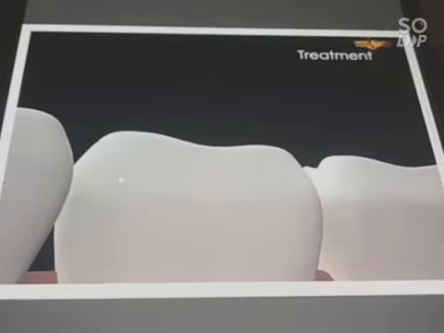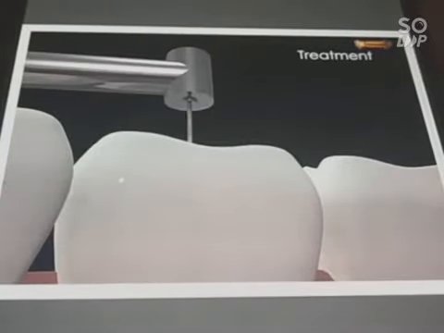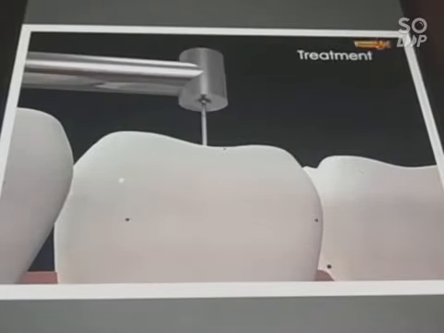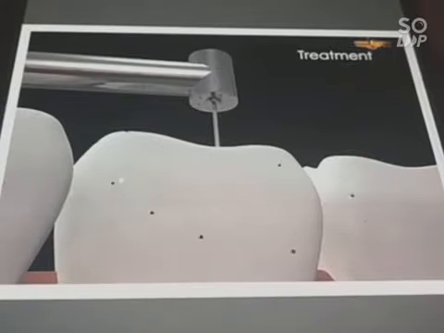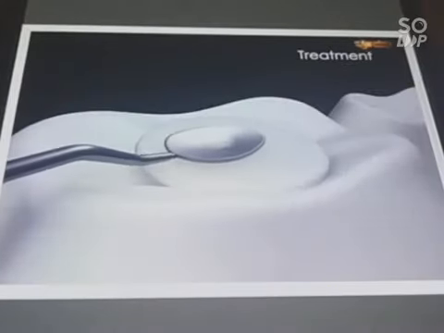Cavity can be treated by removing the decayed part of the tooth. A drill device is used to remove the decay and prepare the tooth for the filling with appropriate material.